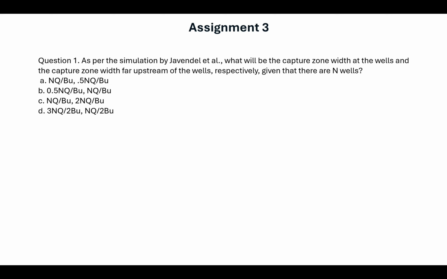So the capture zone width at the wells. For one well, it's 0.5 Q by BU, and for N wells, it is 0.5 multiplied by NQ by BU.